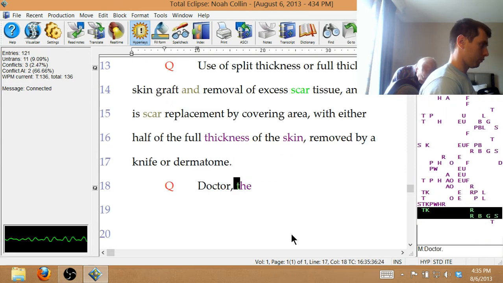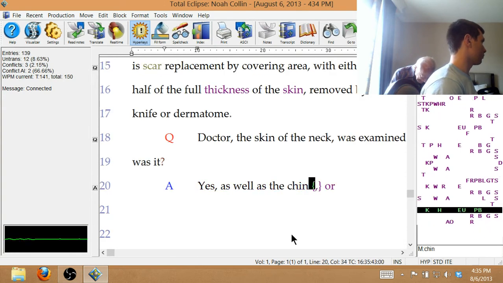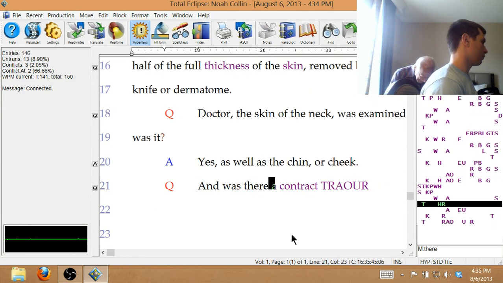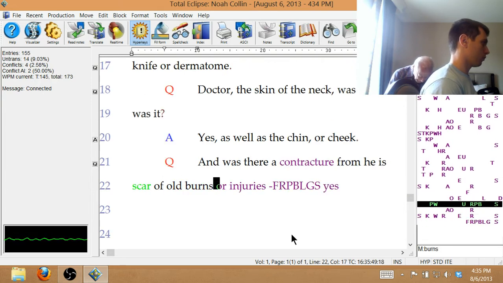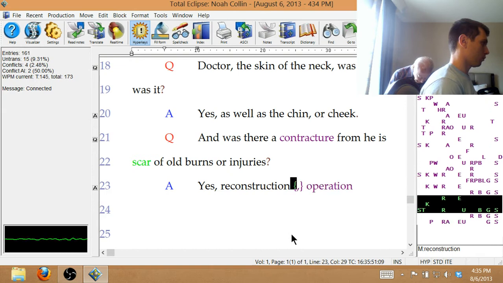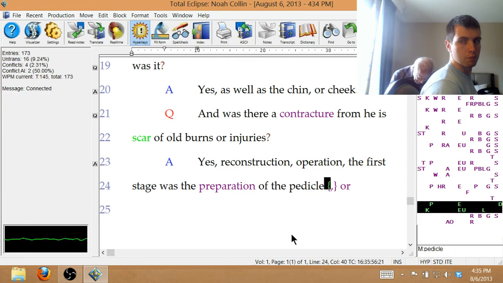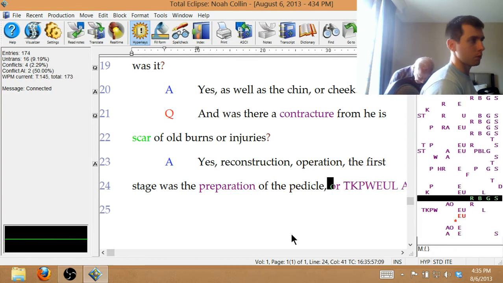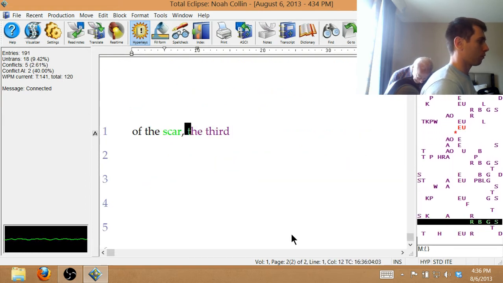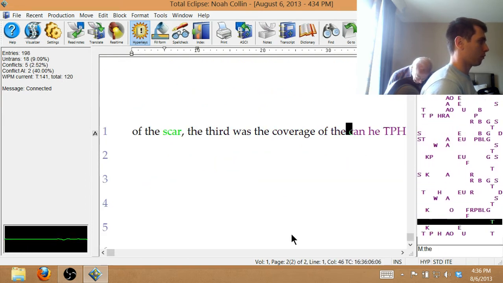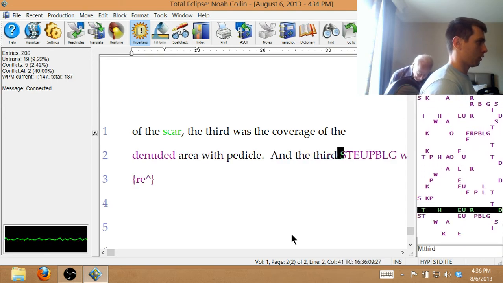Doctor, the skin of the neck was examined, was it? Yes, as well as the chin or cheek. And was there a contracture from eschar of old burns or injuries? Yes, reconstruction operation. The first stage was the preparation of the pedicle or Gillies tube flap. The second stage was the excision of the scar. The third was the coverage of the denuded area with pedicle. And the third stage was the removal of the pedicle.